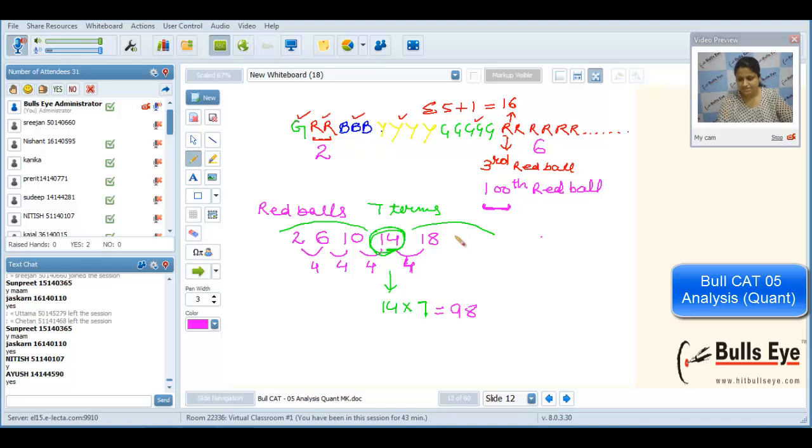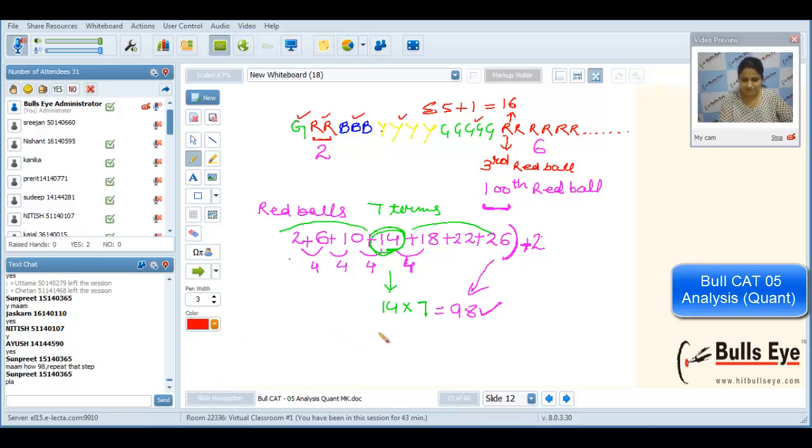So it will be 18, 22, 26. So till 26 red balls, it will be 98. And we want to calculate the place of the 100th red ball. So we will take 2 more. Because the sum of this sequence up to 26 is what? 98. I mean 2 plus 6 plus 10 plus 14 plus 18 plus 22 plus 26. It will give you 98. And we want to calculate the 100th red ball place. So I am adding 2 to this. Now come to this. It means what?